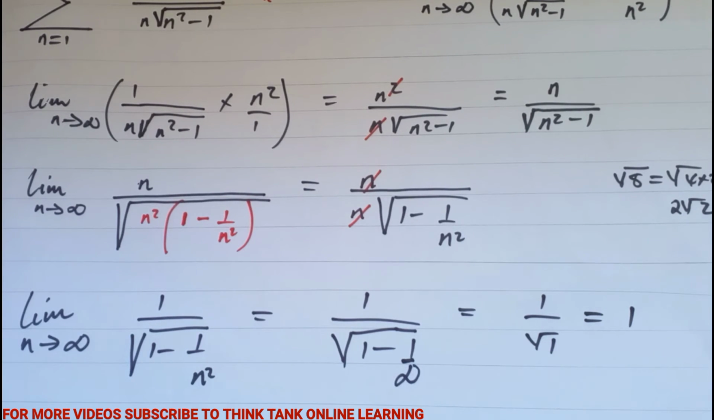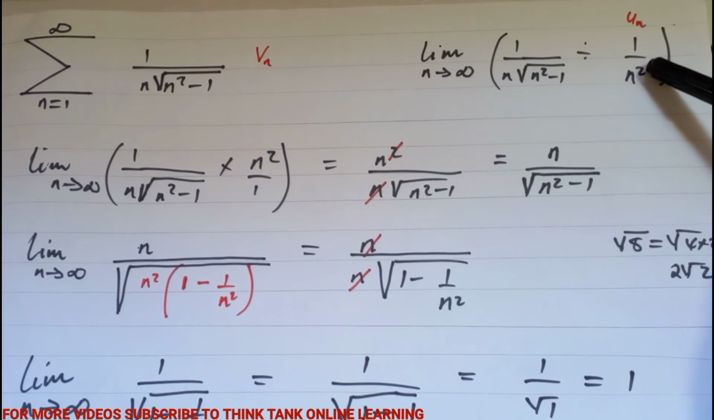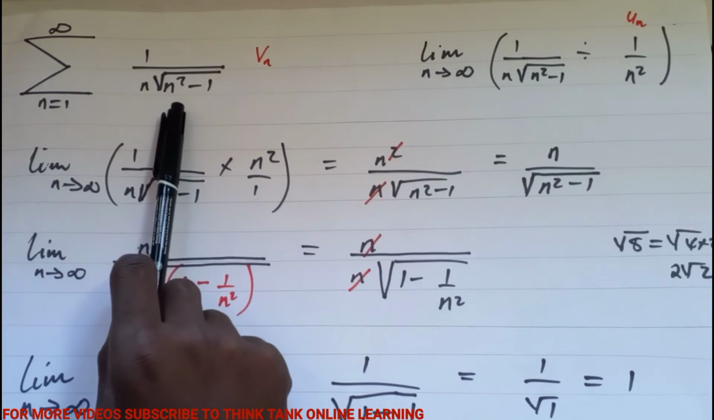What happens if we have 1? 1 is not 0. So we know that since our harmonic series 1 over n converges, so that means this series also converges.